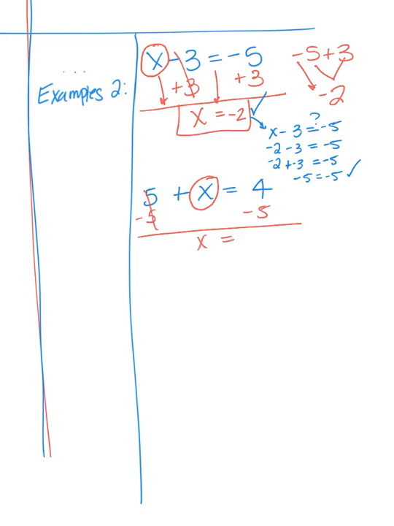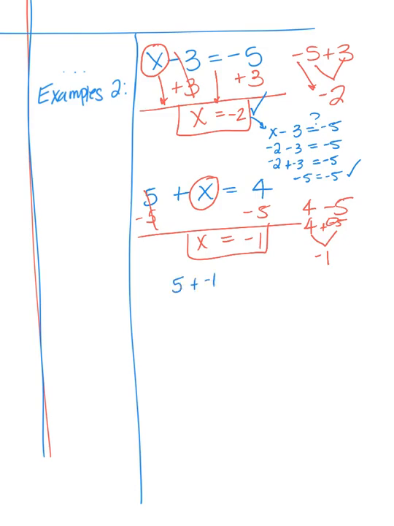4 minus 5 is -1. If you don't believe me, just write it as a statement. 4 minus 5. 4 plus -5. Those are different signs, so you subtract them. 5 minus 4 is 1. Keep the sign of the bigger number, -1. That's my answer. Now let's plug it in.